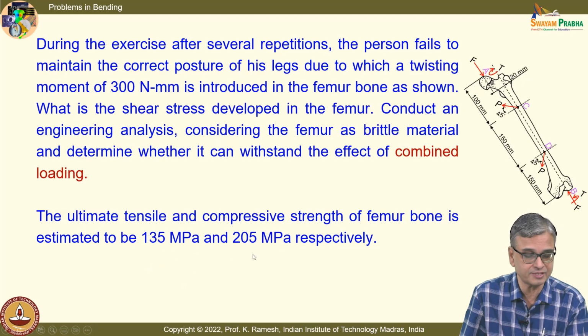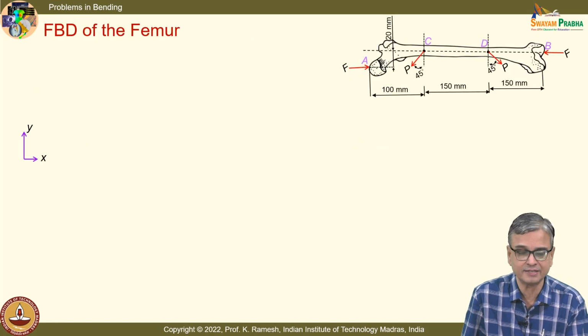Ultimate tensile and compressive strength: tensile strength is 135 MPa and compressive strength is 205 MPa. This is taken from a research paper. I hope they have done the measurements a little more carefully.